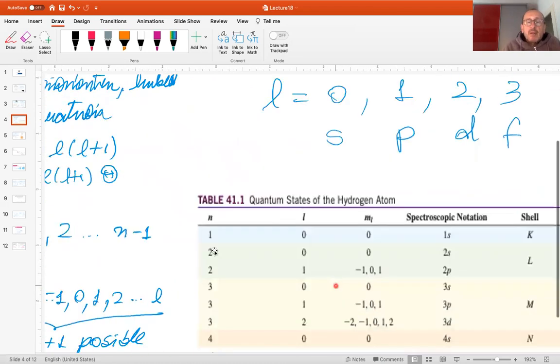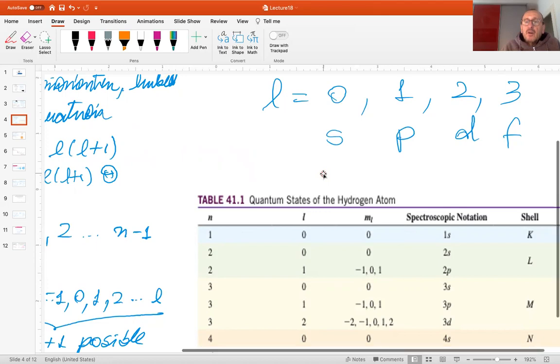So the ground state of the hydrogen atom has a series of quantum numbers which can be defined by this number here. The value of n is equal to 1, the value of L is equal to 0, and if L is equal to 0, ML has no choice but to be 0. So the n, the L, and the ML are as such in the ground state.